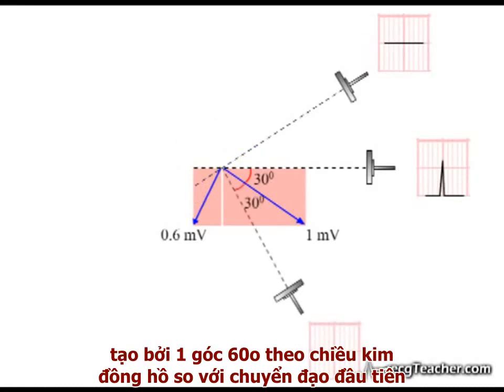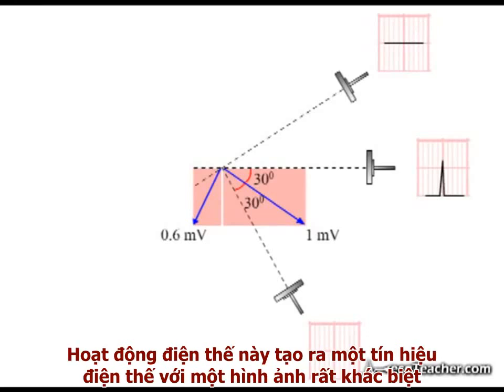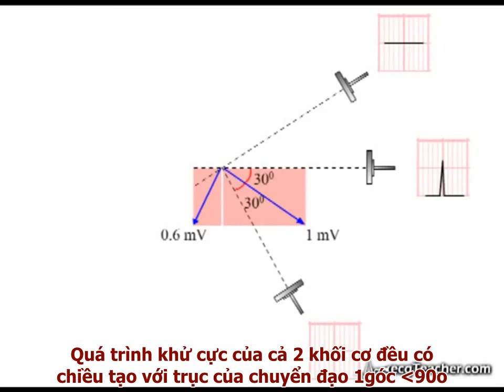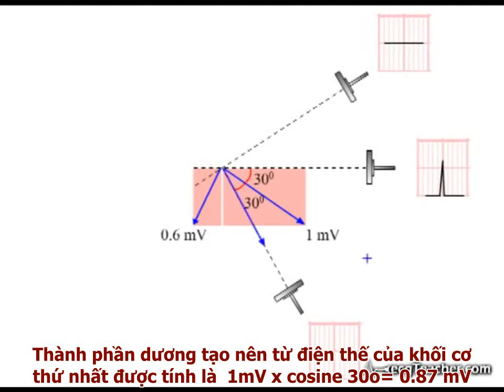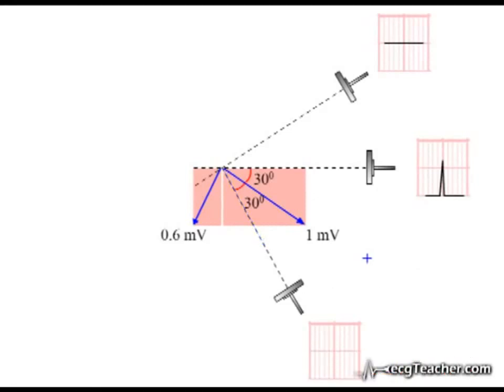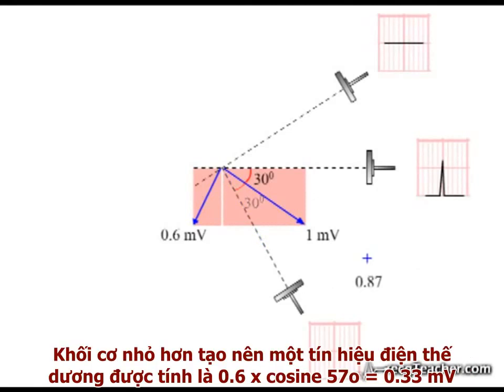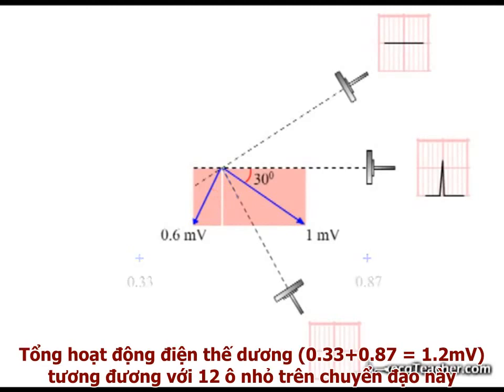In a third lead, positioned 60 degrees clockwise from lead A, these events produce a deflection with a very different morphology. Depolarization of both segments is traveling within 90 degrees of the lead. The positive contribution from the larger section is 1 millivolt multiplied by the cosine of 30 degrees, or 0.87 millivolts, while the smaller section generates a positive voltage of 0.6 multiplied by cosine of 57 degrees, or 0.33 millivolts. This gives a total positive deflection of 12 small squares in the readout from this lead.